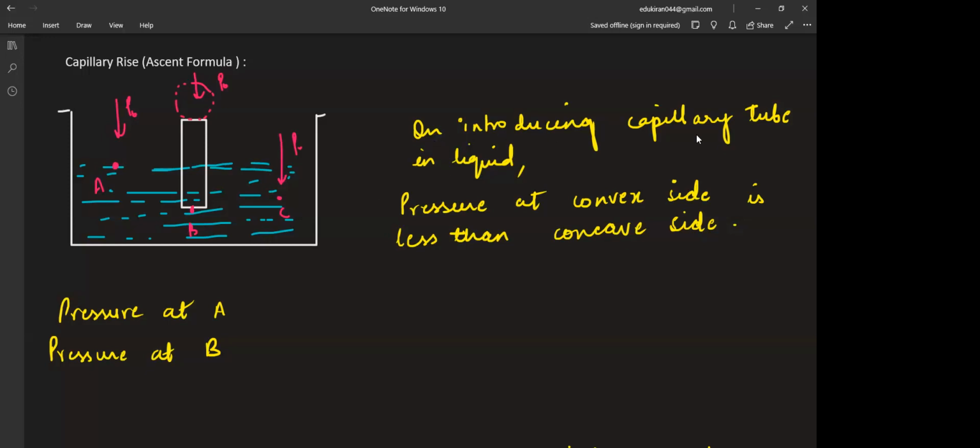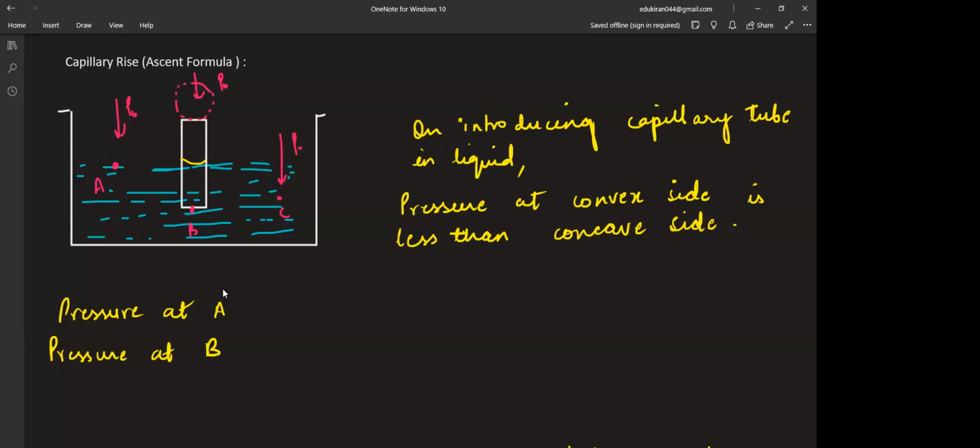On introducing a capillary tube in liquid, pressure at the convex side is less than at the concave side. See, this is all about excess pressure. This means the meniscus that has been formed: pressure at the convex side is less. Here, more pressure is being exerted wherever the meniscus has been formed, on the concave side. Because pressure due to the liquid column will also be acting, excess pressure will also be acting, and atmospheric pressure will be acting. That's what has been mentioned.